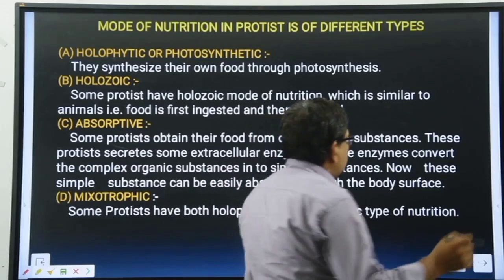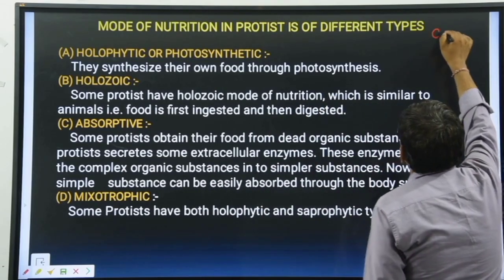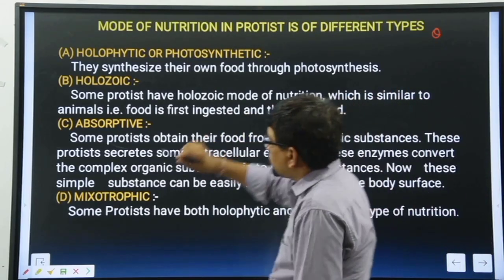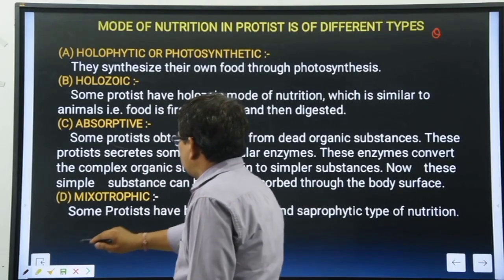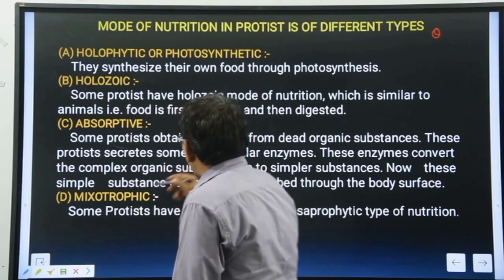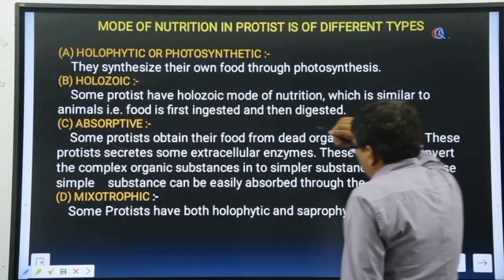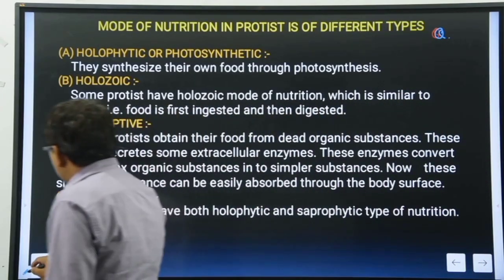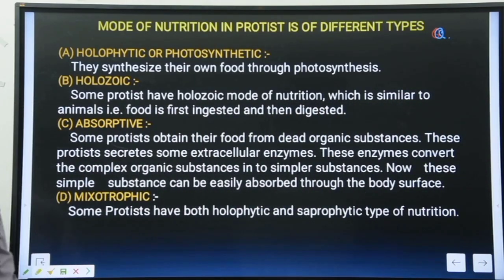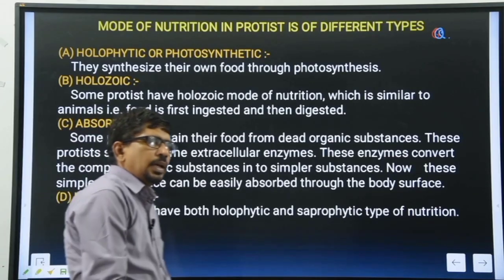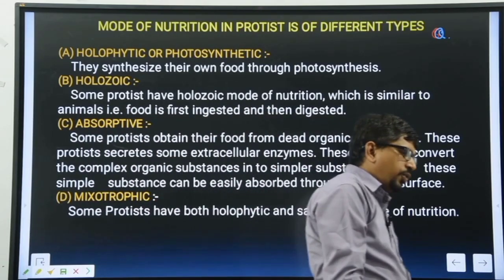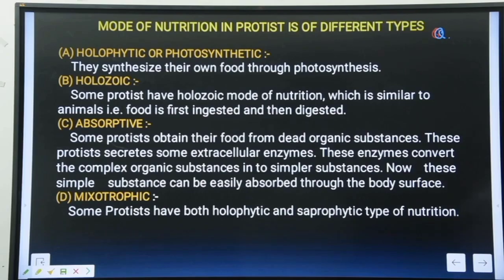Second question, and here it is the third question. Why third question? It is known as the third question because it is a very important question for the medical purpose. Maximum mode of nutrition are represented by which kingdom?